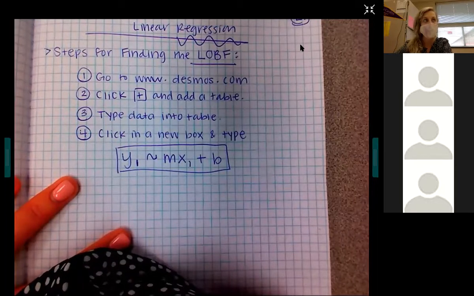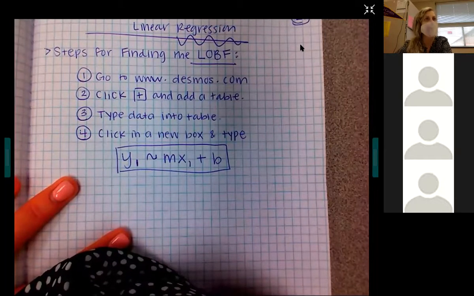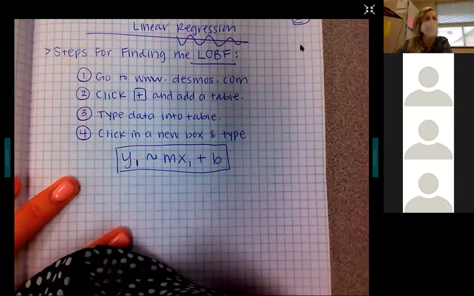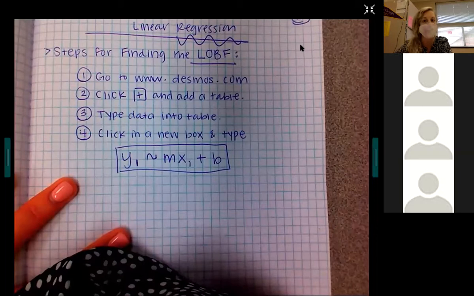Now, while y'all are writing, what does that look like? Y equals mx plus b. Yeah. For a line, right? It looks like the equation for a line. It looks like y equals mx plus b. Just instead of an equals, there's a squiggle, and there's a 1 with the y and the x. That's the only difference. We'll talk about why it looks that way in a minute.